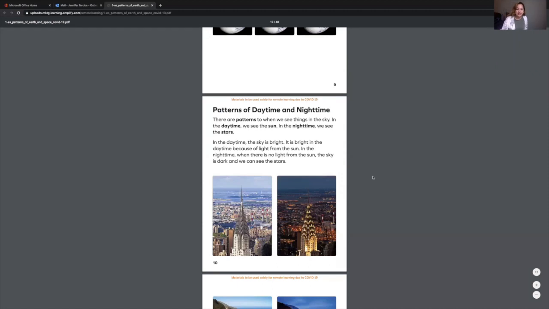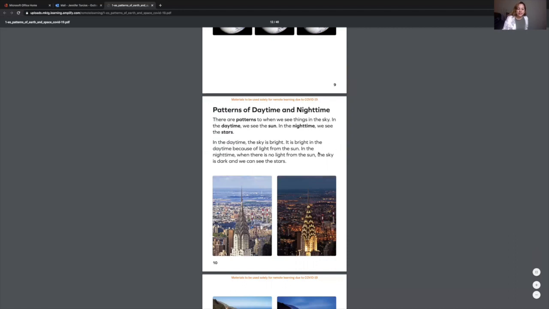Patterns of daytime and nighttime. There are patterns to see when we look at things in the sky. In the daytime, we see the sun. In the nighttime, we see the stars. What else do we see in the nighttime? The moon. Good.